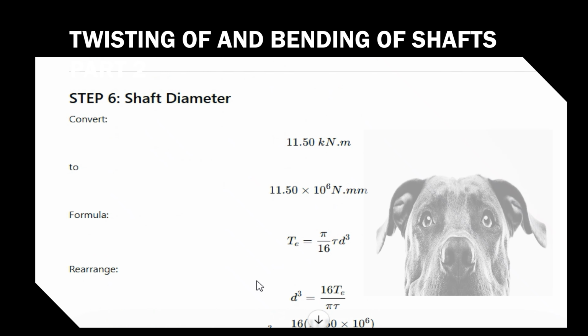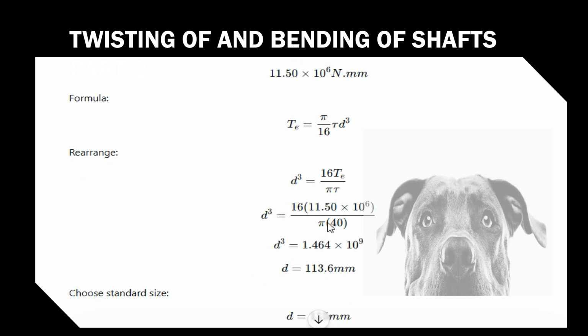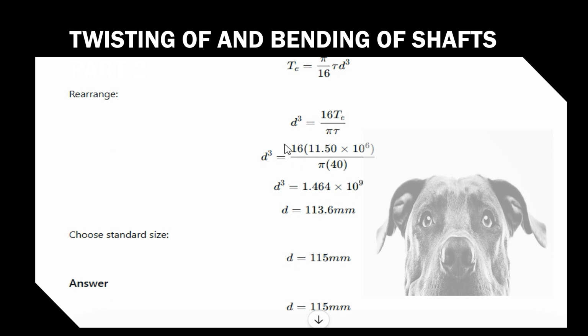Now the formula we are going to use, TE equals pi divided by 16 multiplied by tau multiplied by d cubed. Here, if you can check, we are going to make d power 3 the subject of the formula, and then we substitute. Remember what I said, you make d the subject of the formula before you substitute. That is a professional design practice or standard of design. Then d power 3 equals this one, you substitute.